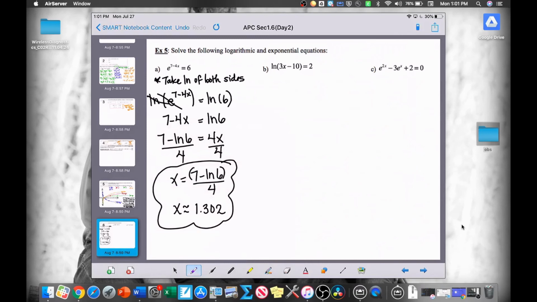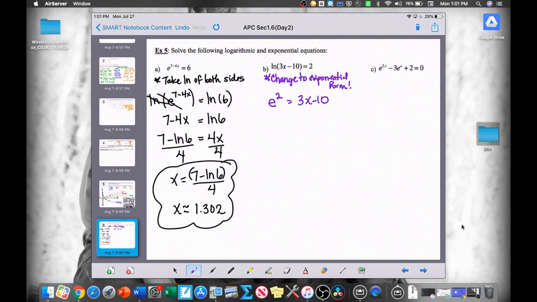Letter B, I am beginning with a log. I have natural log of 3x minus 10 is equal to 2. So now the variable that we're trying to solve for is inside of a log. If I want to get that x out of the log, I need to change to exponential form. My base is e, so this is just going to become e squared equals 3x minus 10.